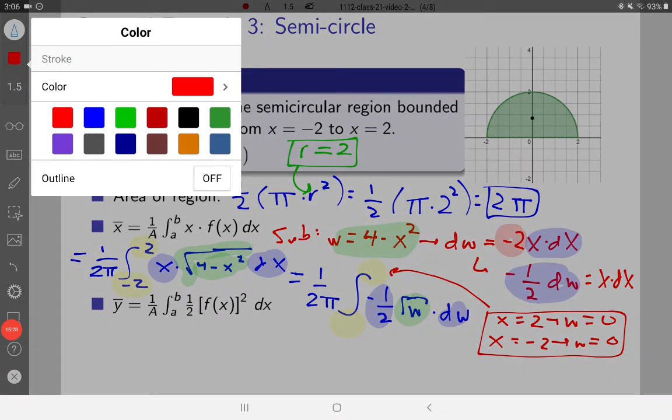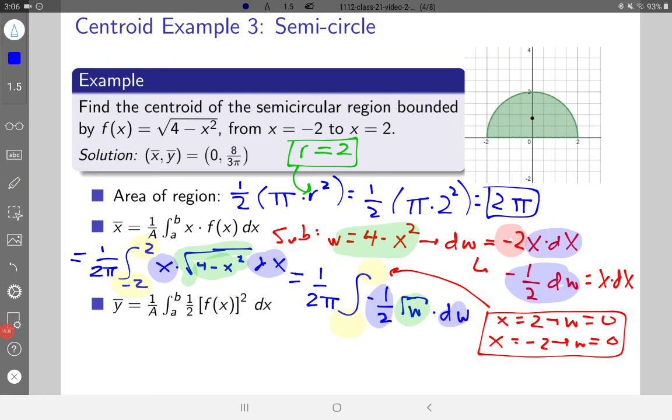Well, think of it this way. Originally, x was ranging from -2 to +2, and I chose w to be 4 minus x squared. So let's take each of those x values on the boundaries from -2 to +2 and plug those in for x here to see what the corresponding w would be. Well, if x is 2, 4 minus 2 squared is 0, and therefore w would be 0.